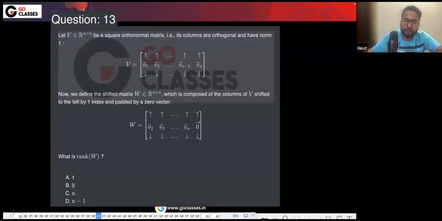Okay. Let's see this question. It was, I think, an easy question only. So what is the answer here? Say these are the n linearly independent, but now you have n minus 1 linearly independent, right? So that's why it is the D answer.